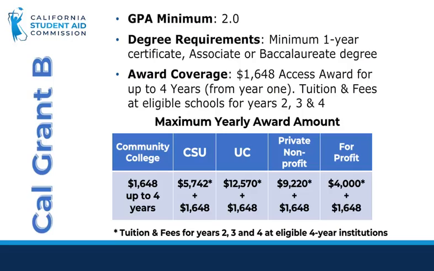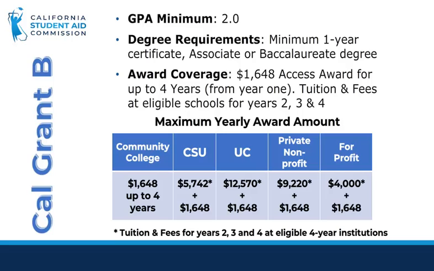Cal Grant B awards have a minimum GPA requirement of 2.0. They also have lower income and assets requirements than the Cal Grant A. This award is targeted for lower income students and also provides them with a living allowance, also known as an access award, in addition to the assistance with tuition and fees.